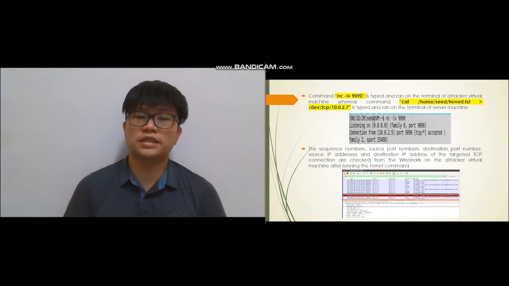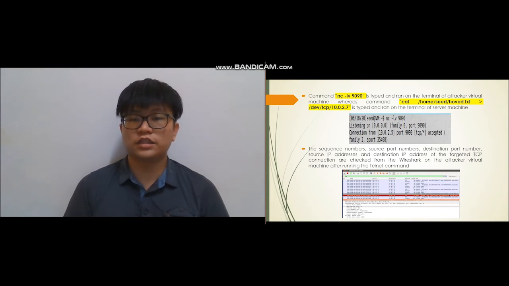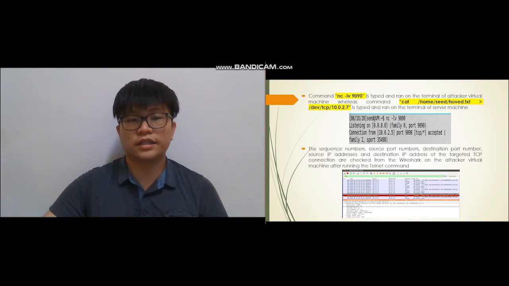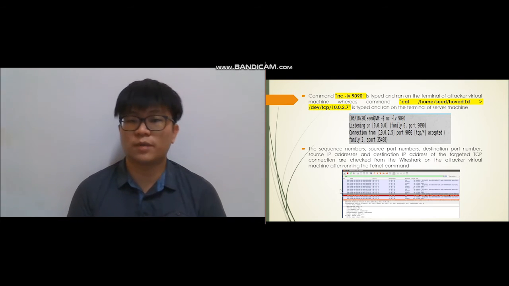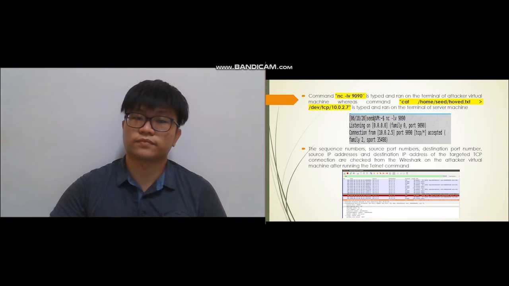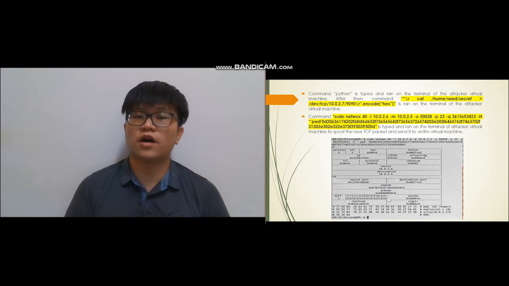So these two commands are used to let the attacker listen on the port and receive the message put into this port. Then the details such as the sequence number, source port number, destination port number, source IP address, and destination IP address of the target TCP connection are checked from Wireshark on the attacker machine after running the telnet command. After that, the command python is typed and run on the terminal of the attacker machine.